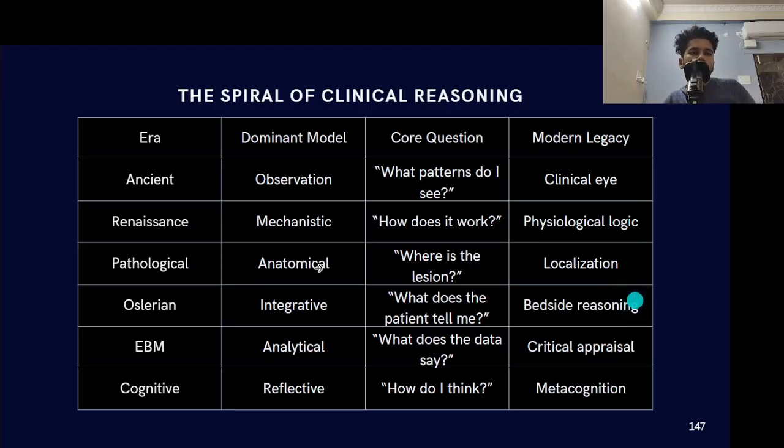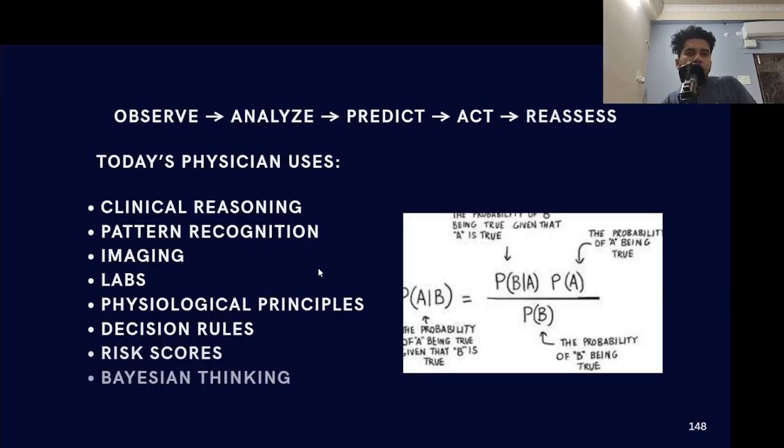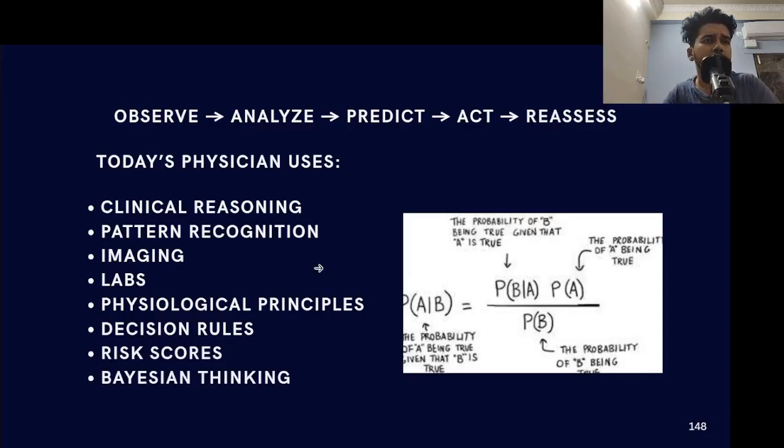So how do we go about it? We have to start with the following things. Today's physician uses the following things, including clinical reasoning, pattern recognition, imaging, labs, physiological principles, decision rules, risk scores, and Bayesian thinking. I don't know how to pronounce that word. That's the problem, guys. When you read a lot and you don't talk about things to people, it happens. So you start with the following. First, you observe what is happening, then you analyze, then you predict, and then you act on this prediction, and then you reassess.